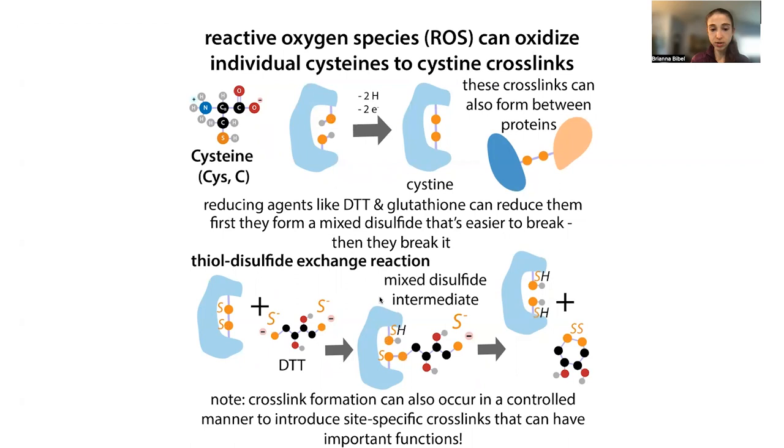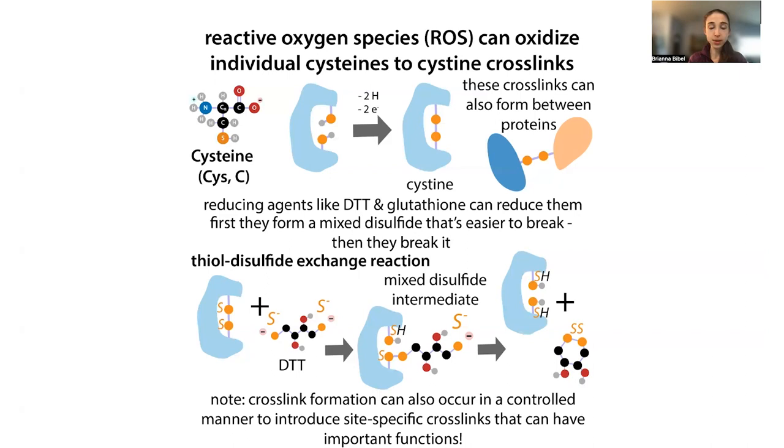And so you go from having the reduced form of thioredoxin, where you have two sulfur groups not connected. And then when it gets oxidized, it reduces these disulfide bonds that are already formed and becomes oxidized in the process. It forms a disulfide bond on itself in exchange for breaking up the disulfide bond in the protein.